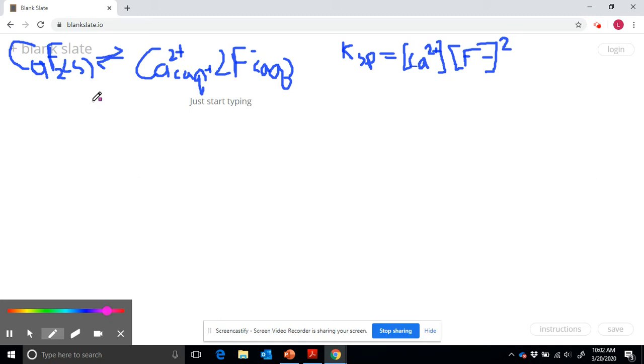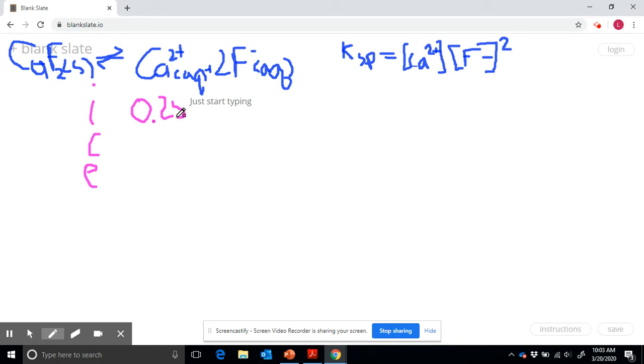So let me just change my color for a second so we can see the difference. In our ICE table initially, we don't need to worry about our calcium fluoride. That's a solid. Because it's a solid, it doesn't go in our ICE table. So initially, what do we have? Well, if we look back at the problem, it said we had 0.250 molar calcium nitrate. So that means initially we have 0.25 molar calcium. That goes in our ICE table. We don't have any fluoride initially, because it was calcium nitrate we had. So our calcium will increase by S, and our fluoride will increase by 2S.